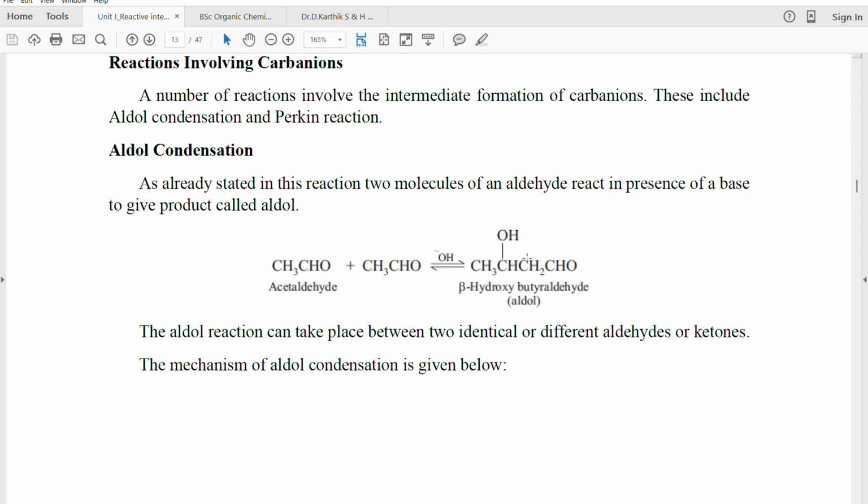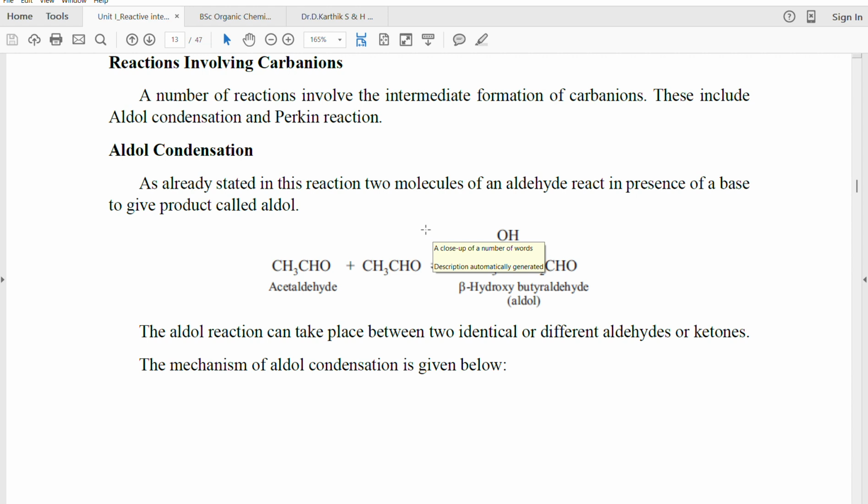So that is the aldehyde with an alcohol group. In the starting material you have two aldehyde groups, and in the final compound you have an aldehyde and a new functional group, the alcohol, right? So this is kind of an aldol. This is a condensation reaction. The name is the aldol reaction.